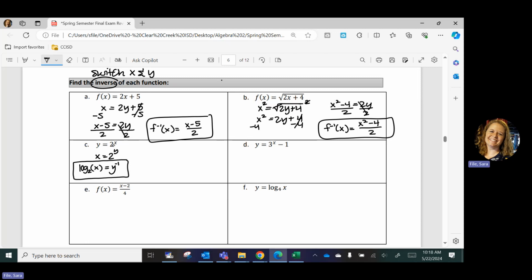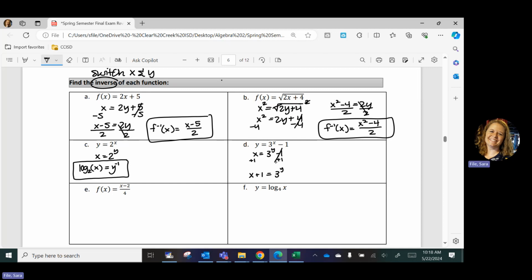Okay, so same thing for D. This is an exponential, so I know the inverse is going to be a log. But I'm going to switch that x and y, and then I'm going to solve for y. Now, before I rewrite this in log form, I have to isolate the exponential expression, so the 3 to the y. So I need to add that 1 over to the other side. So I have x plus 1 equals 3 to the y.